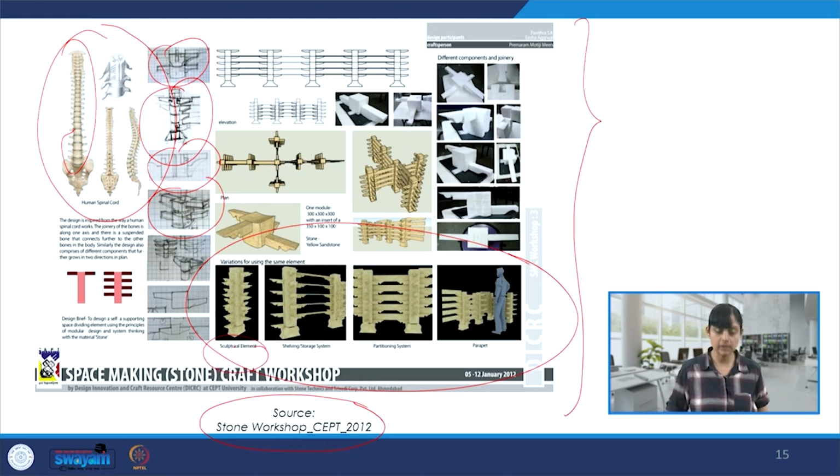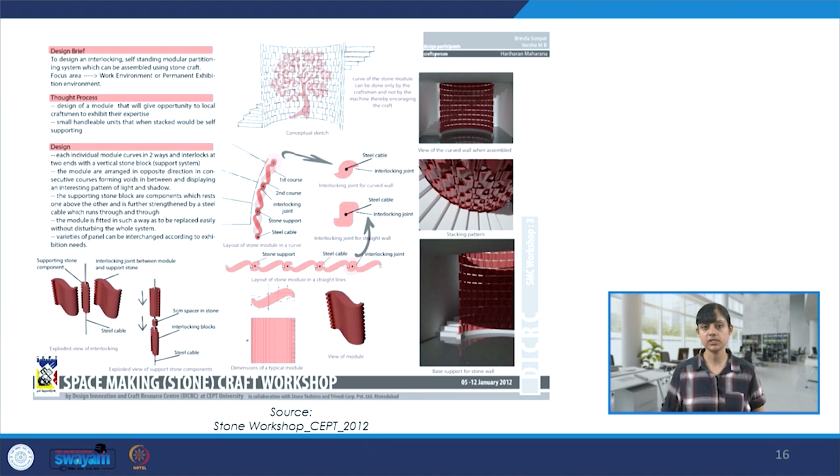It could be a sculptural element, it could be a shelving or storage system, maybe a partitioning system, even a parapet. So also we focused on the kind of joinery that was required, and while working on ground with industry, when this prototype was produced on human scale, what were some iterations and revisions we had to do, keeping in mind the weight of the stone and also the concerns regarding its longevity, and that the joinery doesn't fall apart and so on. So this was very, very interesting.